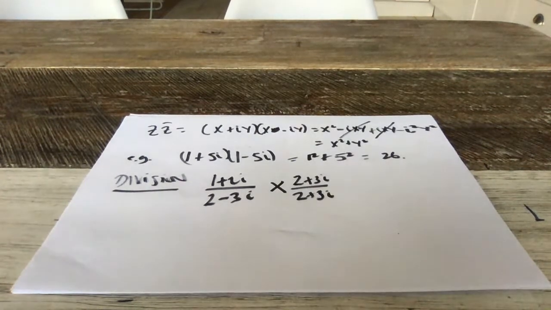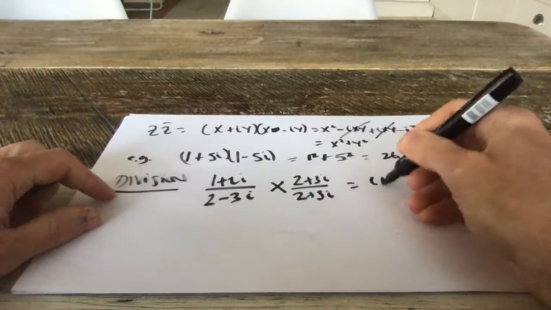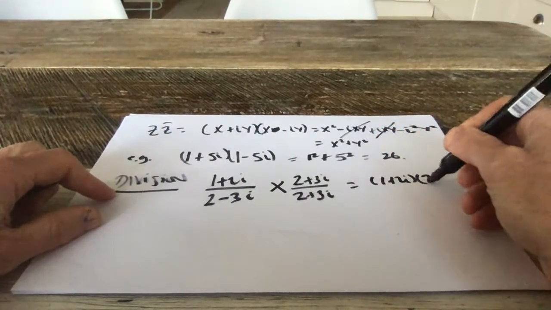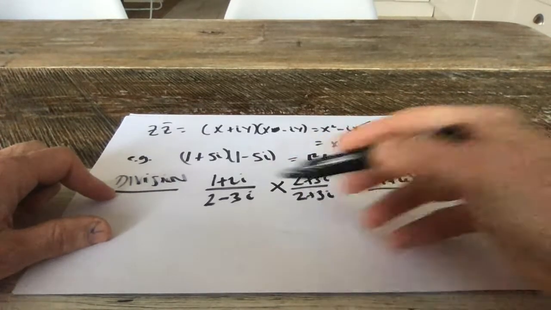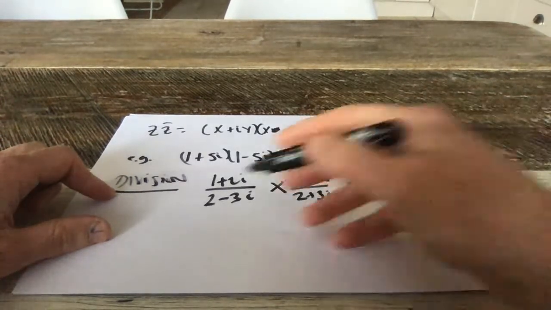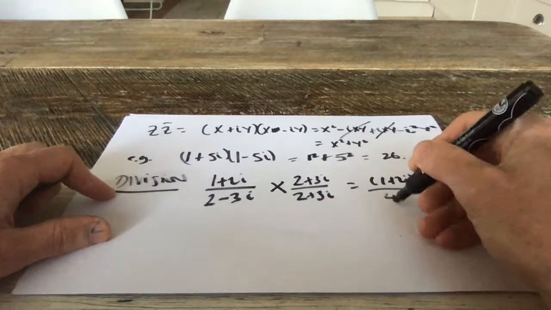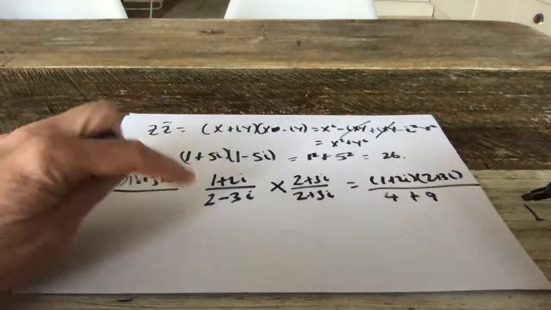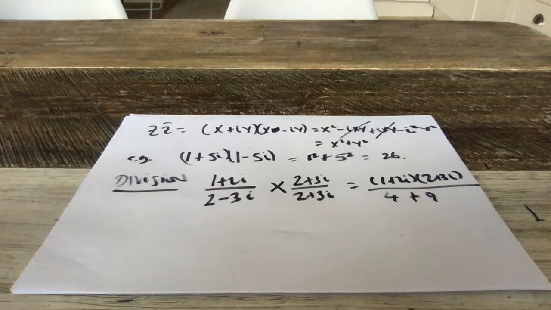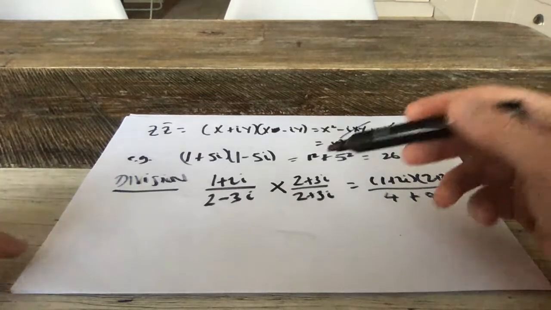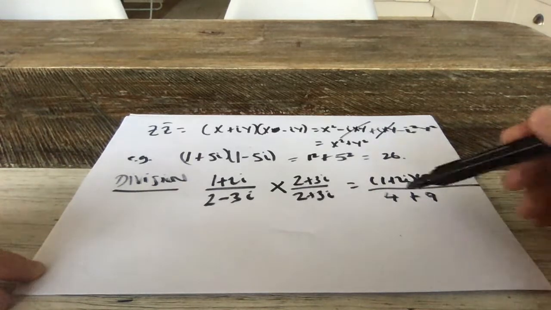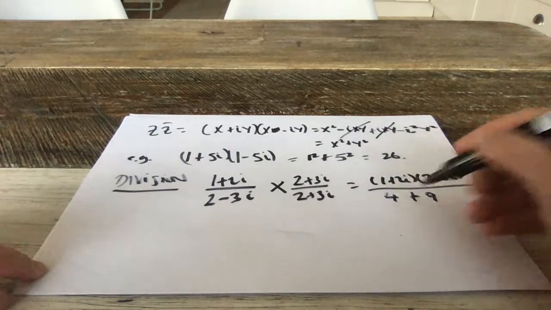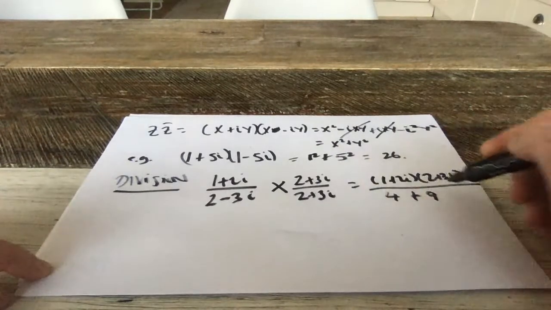If you look at the top, you just get 1 plus 2i times 2 plus 3i. But below the line, you'll see these two are conjugates of each other. So when you multiply this by this, you get 4 plus 9, 2 squared plus 3 squared. That's the reason why you multiply above and below by the conjugate, because what's going to go below the line is a real number, which is nice. In complex numbers land, when you get a real number below the line, that's good.